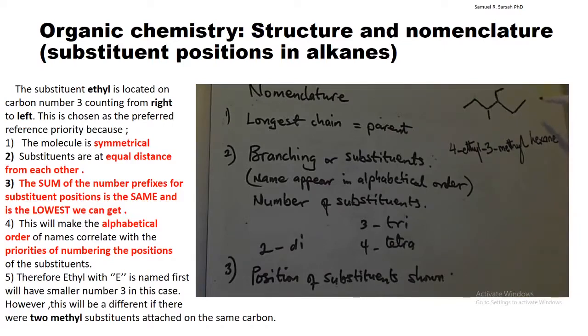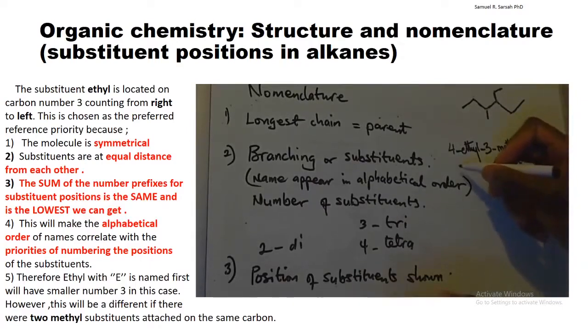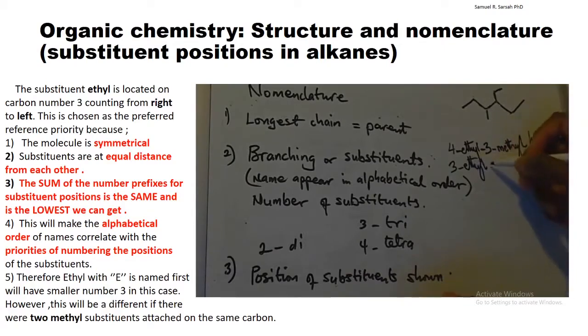However, if I start counting from here, it might look different. This 1, 2, 3. So the ethyl group will be on carbon number 3, and the methyl group will be on carbon number 4 instead. So I will have to write it this way: 3-ethyl-4-methylhexane.